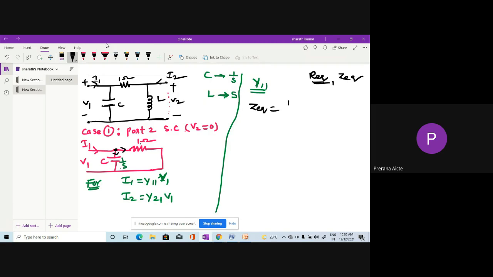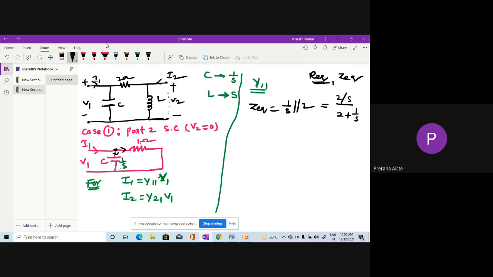You can say that 1 by s is in parallel with 2 ohm. Sorry, in the examination, I think we got the value of your resistor as 2. So you will get 1 by s in parallel with 2. Then you can say that it is 2 into 1 by s divided by 2 plus 1 by s. So the result is 2 by s divided by 2 plus 1 by s.